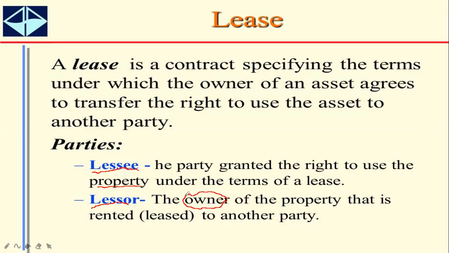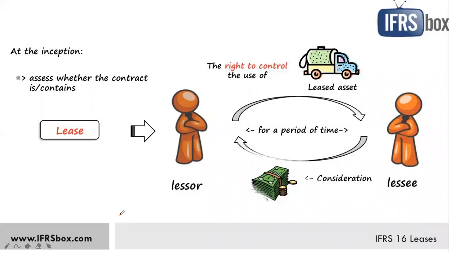I can give you a small trick: lessor has an O in it and owner has an O in it. So lessor is the owner, and lessee is the person who is being given the asset to use. In return, rent or some amount will be given.